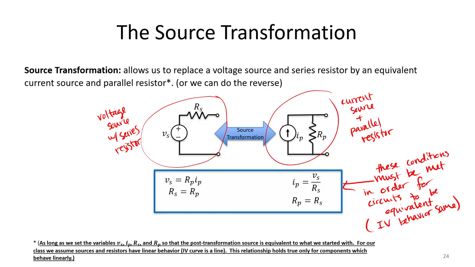Notice the fine print here. Remember, we have to set the variables to the values specified by these relationships in order for the circuits to be equivalent. And remember, this relationship only holds true for circuits which contain linear components. Again, that is generally 99% of the time correct for this class. But if you take more advanced circuits courses with nonlinear components, you may need to use other approaches instead.